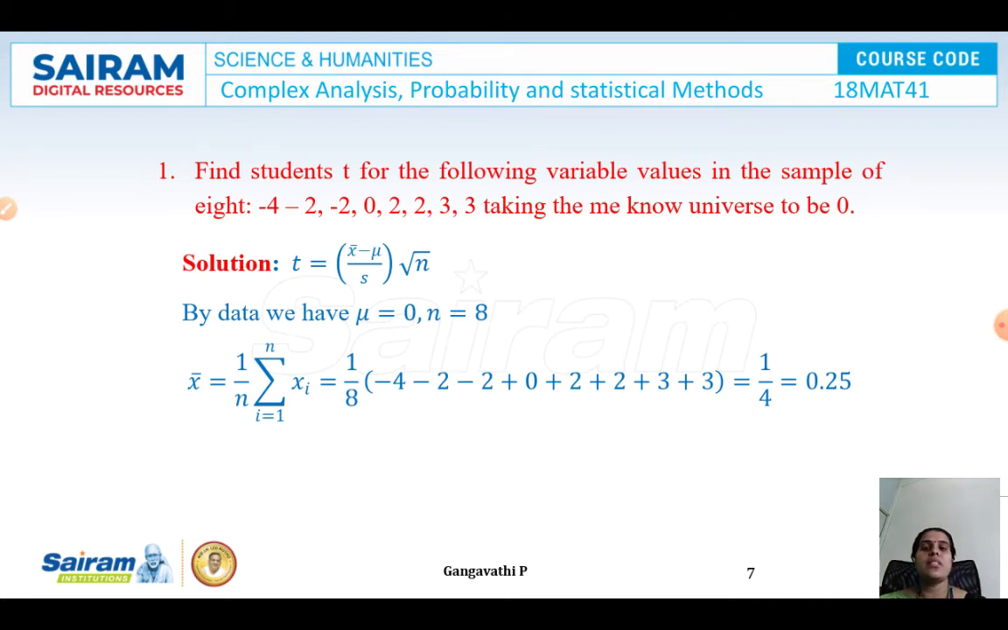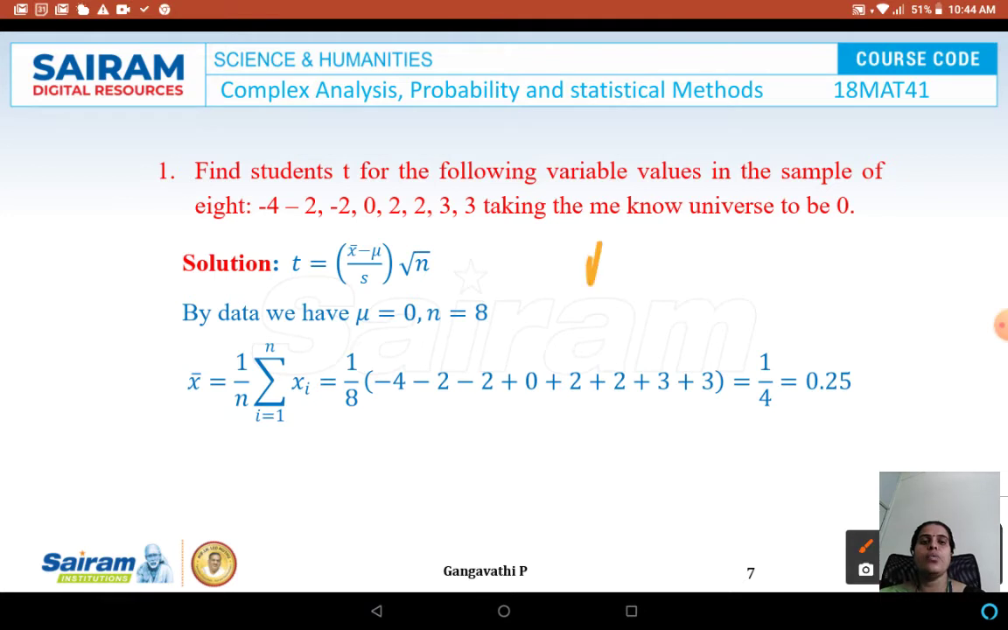Find student's t for the following variable values in the sample of 8: minus 4, minus 2, minus 2, 0, 2, 2, 3, 3, taking the mean of the universe mu to be 0. Here let us find the solution. It has asked us to evaluate t alone.